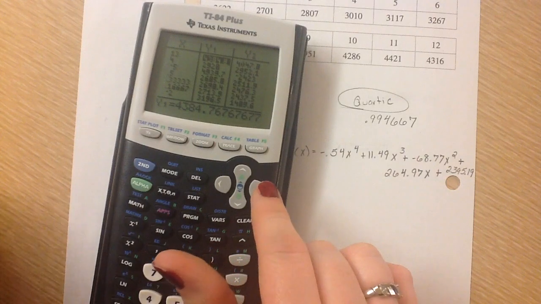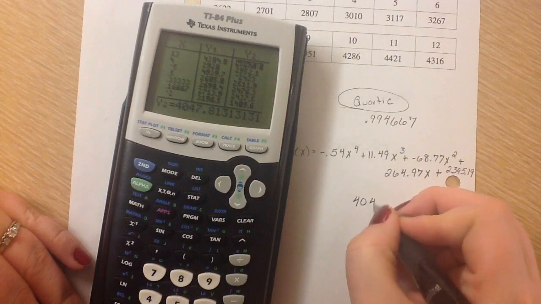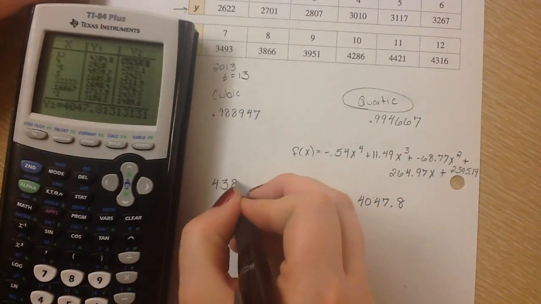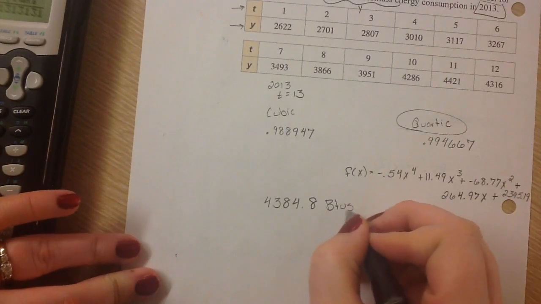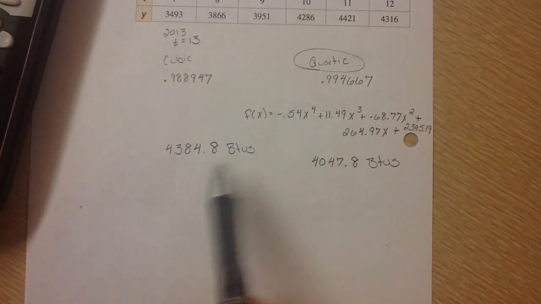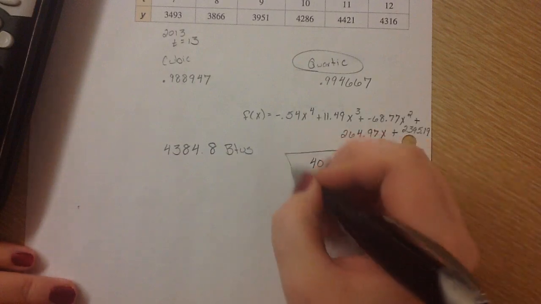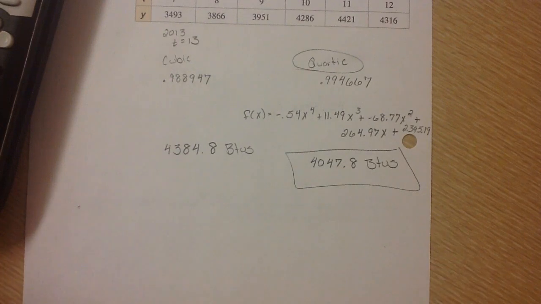Again, y1 was my cubic, y2 was my quartic, so in my quartic it was 4,047.8. Okay, my cubic was 4,384.8. And this is in BTUs. I did both just in case. Sometimes you will notice some discrepancy in the book. The book will do one when the other one is actually a better fit. I honestly think they do cubic most of the time when a quartic is actually a better fit, as in this case. So 4,047.8 BTUs is what's expected in the year 2013.